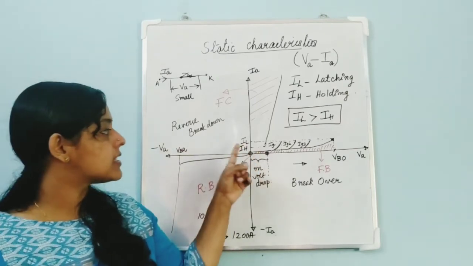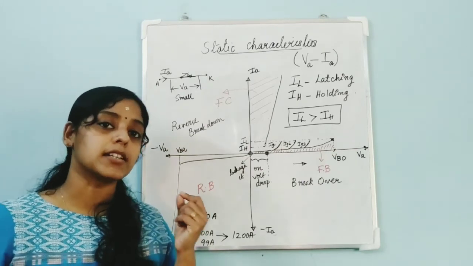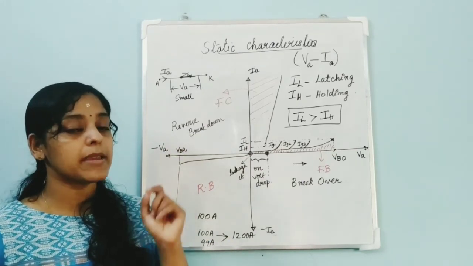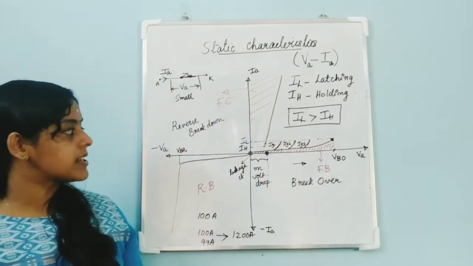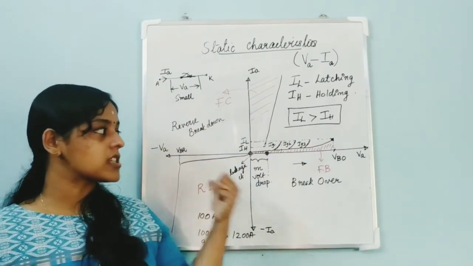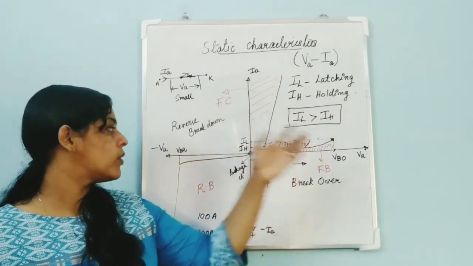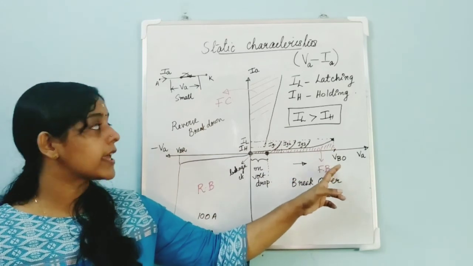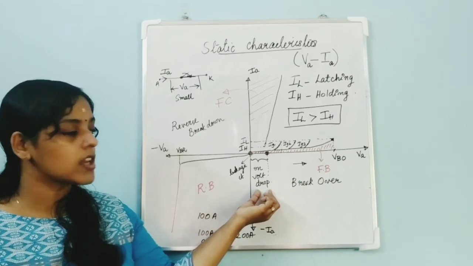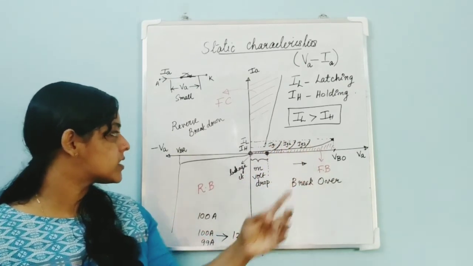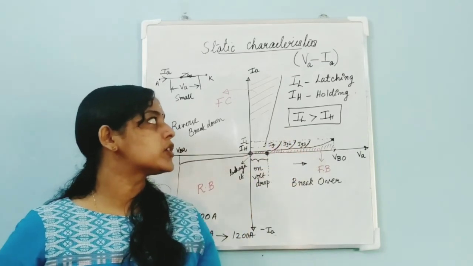Okay, and what is latching current and holding current? Latching current is the minimum anode current required to turn on an SCR. Holding current is the minimum anode current required to maintain conduction. And whenever it is asked in an exam, you need to draw all these and mark latching current, holding current, VBO, VBR, which is the forward blocking mode, forward conduction mode, reverse blocking mode, on state voltage drop, IG1, IG2, IG3, and IG1 is greater compared to IG2, which is greater compared to IG3.